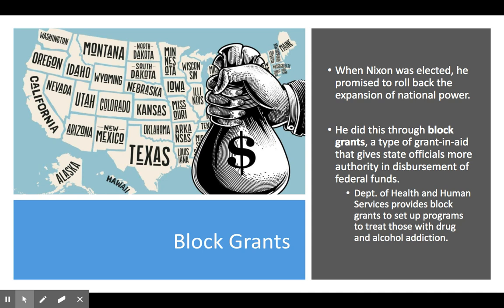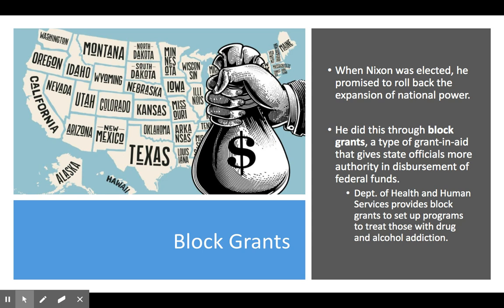The next type of grant is a block grant. So when President Richard Nixon was elected, he is going to promise to roll back that expansion of federal power. So the Great Depression happens in the 1930s. Move ahead 30, 40 years, and Nixon is going to try to roll back that expansion of national power. And he does this through block grants. So this is the next type of grant.